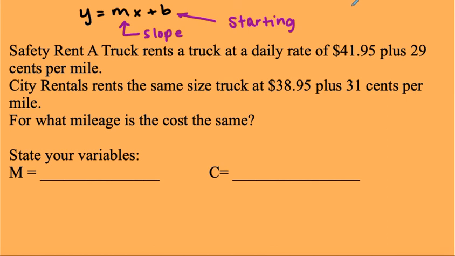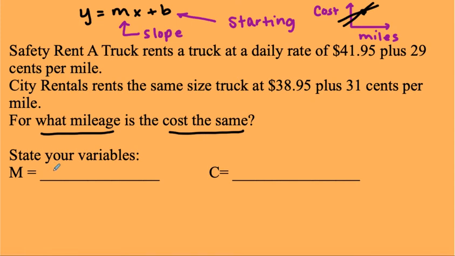So if I were to graph it, I'd likely be in quadrant 1, where the miles would be my x and the cost would be my y. And so each line, one might look like that, one might look like that. Where they intersect is going to be where their cost is the same, and it will tell you at what mileage. All right, so let's state our variables. The question specifically says, for what mileage is the cost the same? So two unknowns. I'm going to let M be the number of miles, and C is going to be the cost.